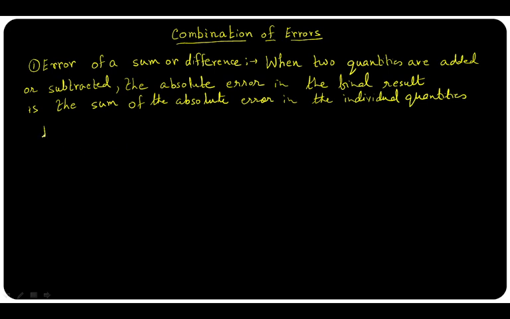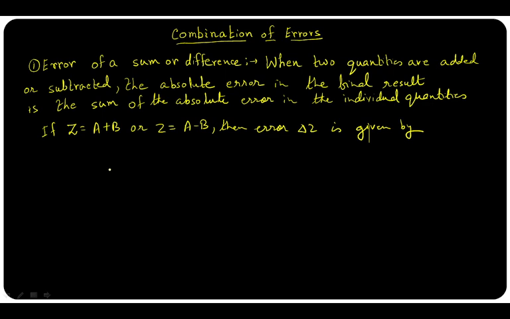If z is equal to a plus b or z is equal to a minus b, then error del z is given by plus minus del z is equal to plus minus del a plus minus del b.